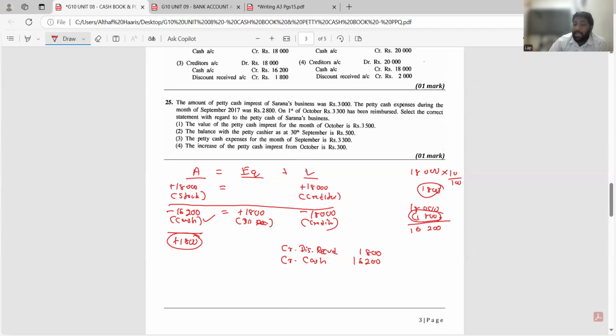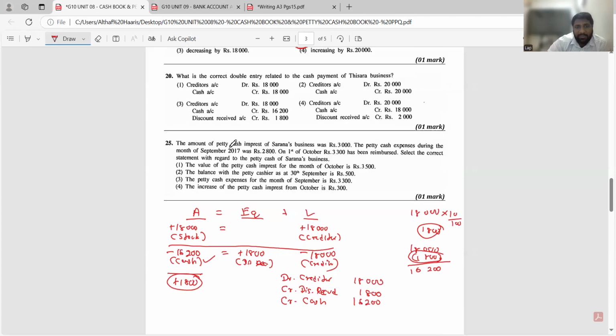Here credit is a liability, no? Liability increases, credit; decreases should be debit. We are settling that liability. Creditor, 18,000. So let's see in which option this particular double entry is there. It cannot be the first one, it cannot be the second one. Out. Third one, debit creditor 18,000, credit cash 16,200, credit the discount received 1,800. So this is the correct answer. Your answer is the third option.